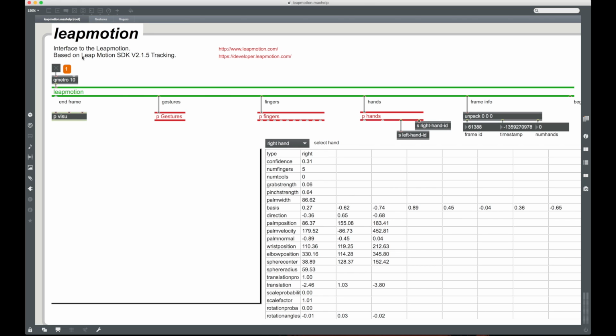So this is the interface to the Leap Motion that I'm getting all my finger location data from. If I turn it on and move my hand over the Leap Motion, you can see that it's tracking my hand in 3D space, all the positions of the fingers, etc. So this Leap Motion is outputting data into this fingers subpatch.